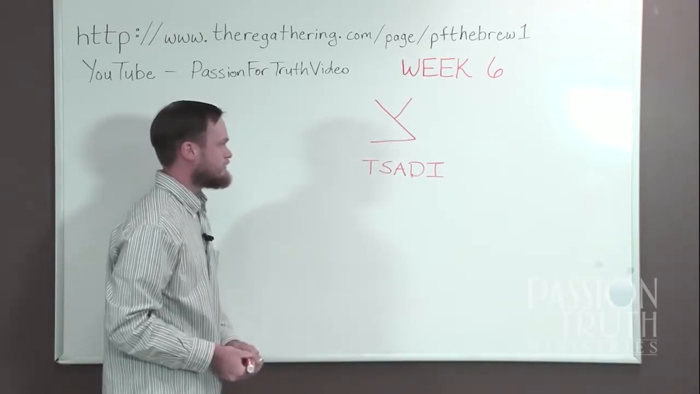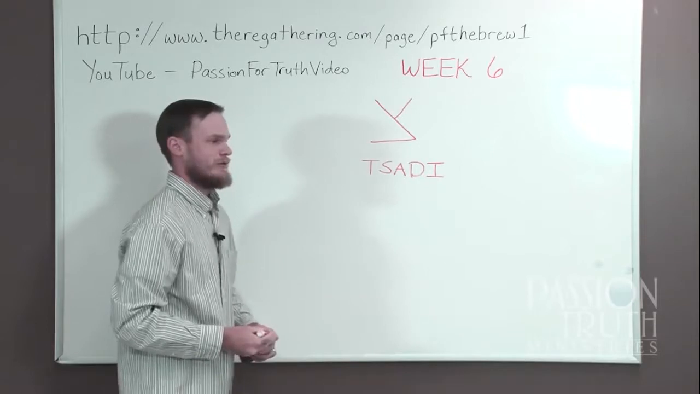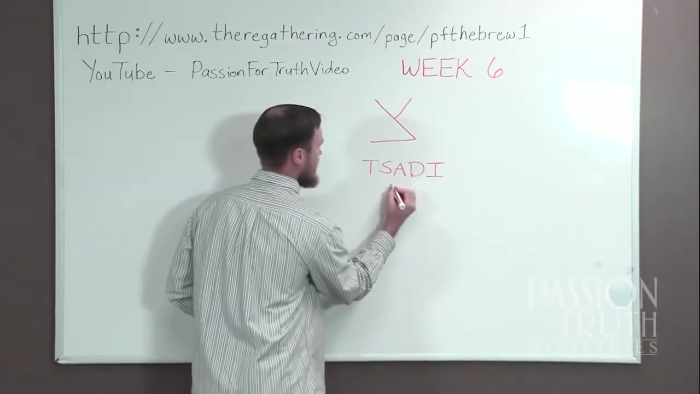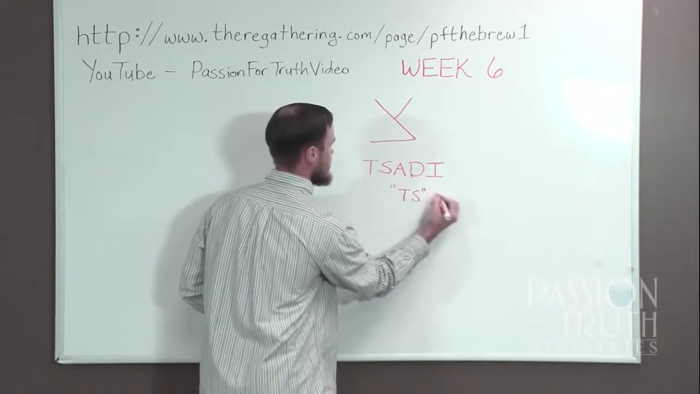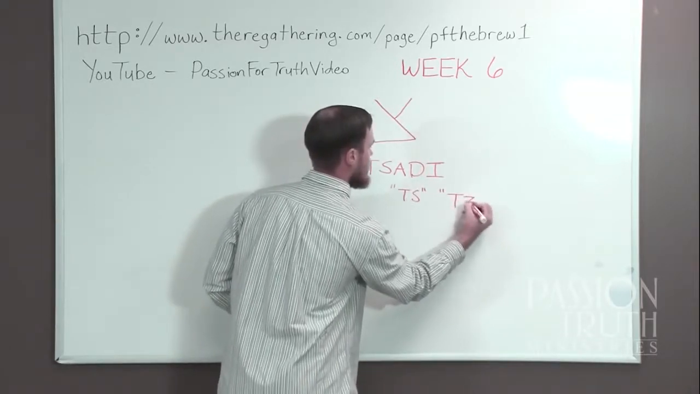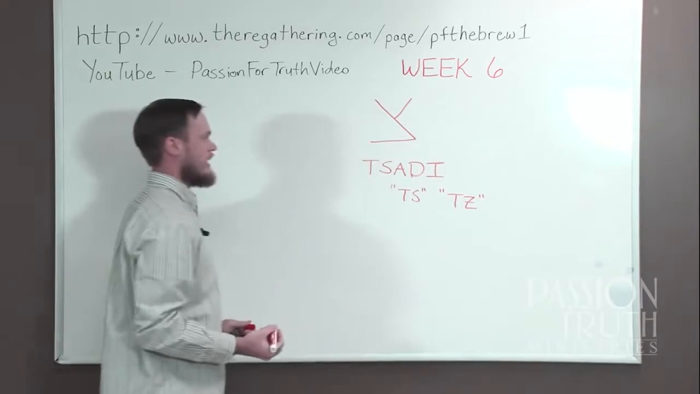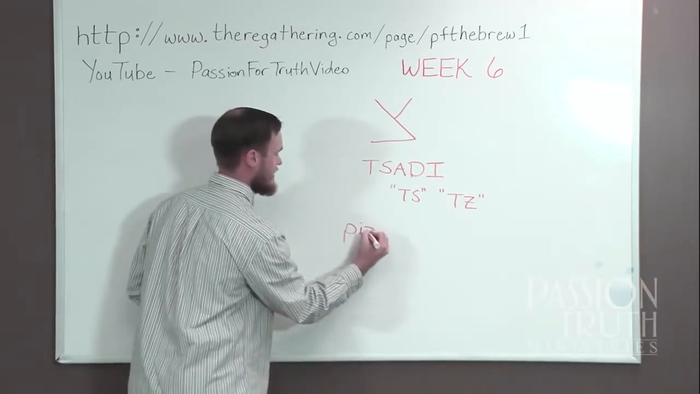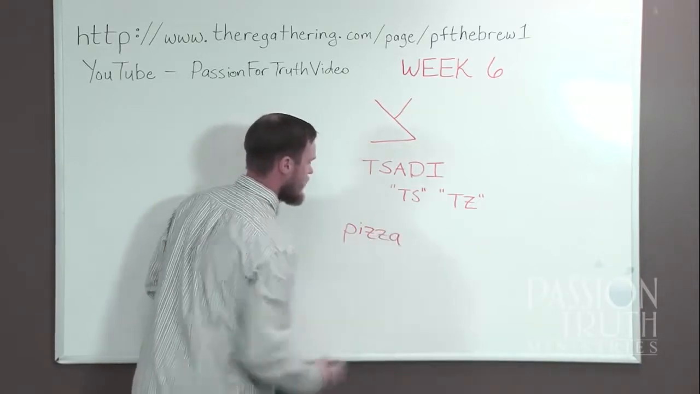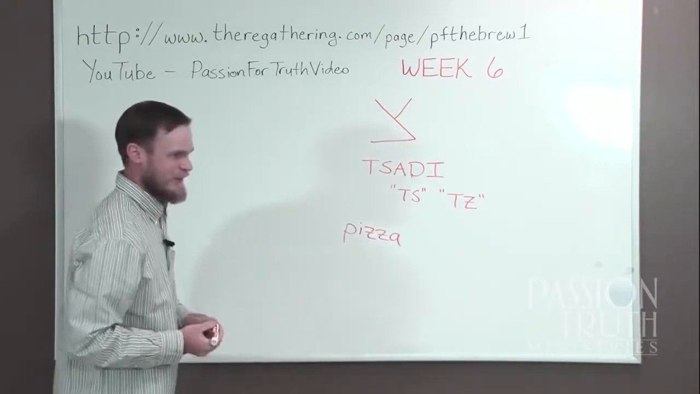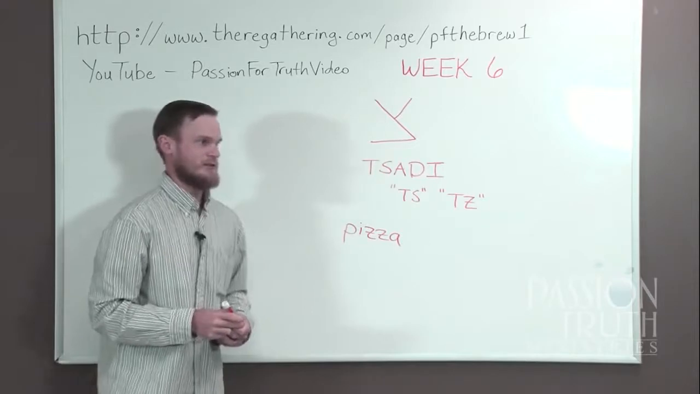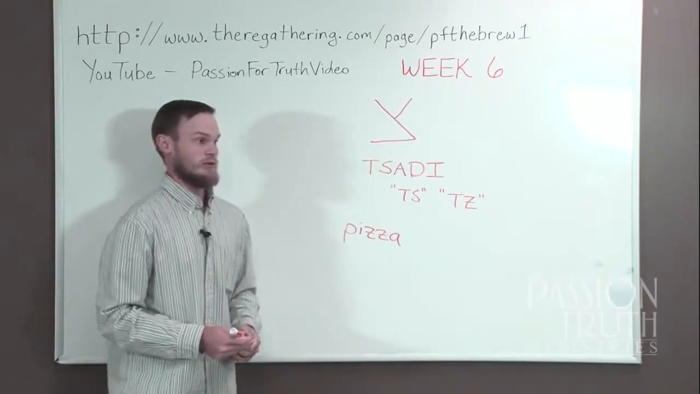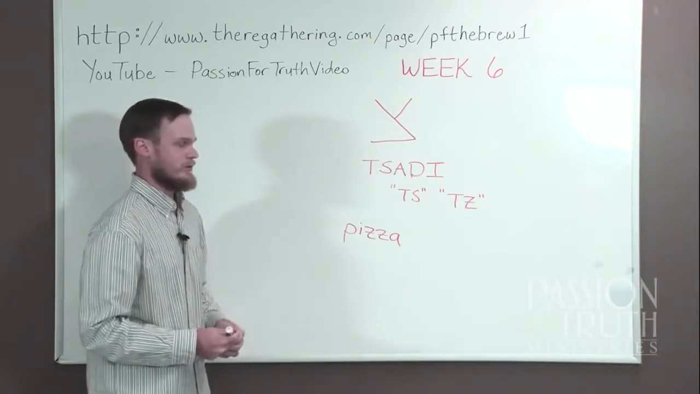The Tzadi makes a kind of funny sound, but it is a sound that we use. You can describe it as a TS or a TZ, and it's the sound that you find in the word pizza, P-I-Z-Z-A. Pizza. So that's a great way to remember it, is the tz in pizza. You'll find it at the beginning of words, so you'll say tz at the beginning of a word that starts with the Tzadi.